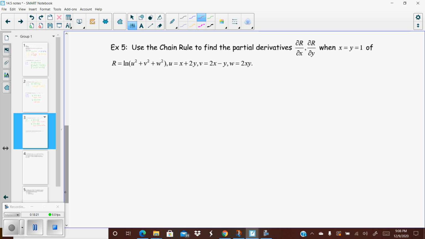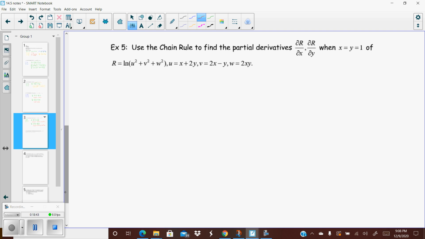So we're going to use the chain rule to find the partial derivatives. This time we're going to find the partial derivatives at a specific value. So we want to do it when x and y both equal 1. And we're given r equals the natural log of all that stuff there, where u, v, and w are all functions of x and y. We got a lot of stuff going on here.